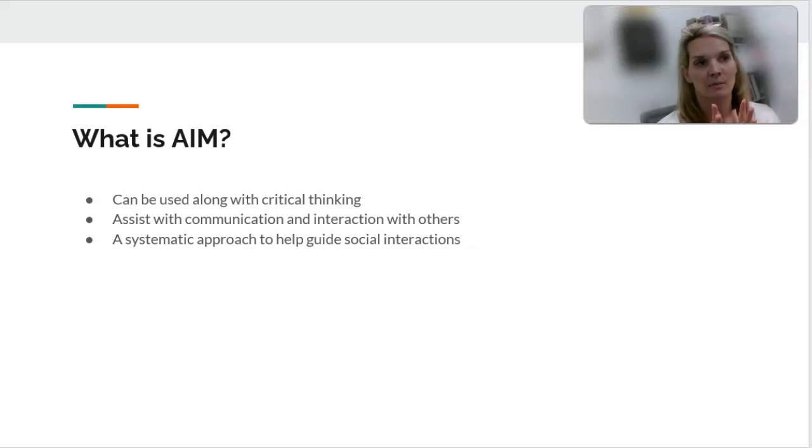It is a step process where we analyze and gather information. It's used in communication, in interaction with others, and then it's used in managing conflict. So if you ever deal with conflict in a workplace, in your own personal life, at your own personal job that you're currently at, AIM is a really good tool to use to help you process through those situations. So let's take a look at these three steps.